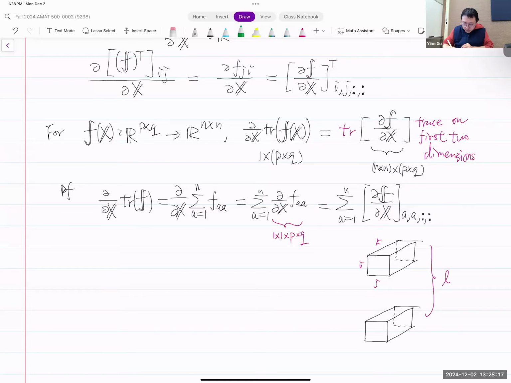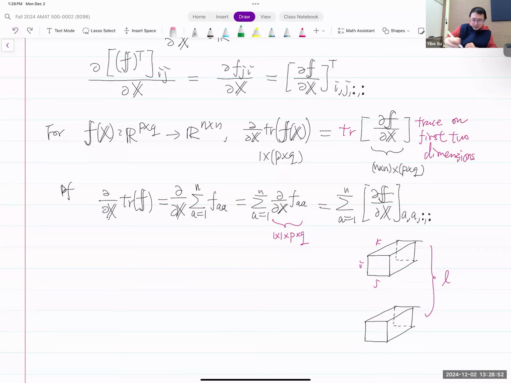Here every such square is this square and the slice at the back, and even further all the way down. At the end, they are actually just f taking the partial with respect to each x_ij. So these are with respect to each x_11, x_21, all the way through x_p1. All right.